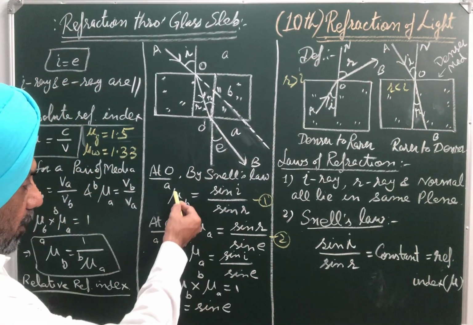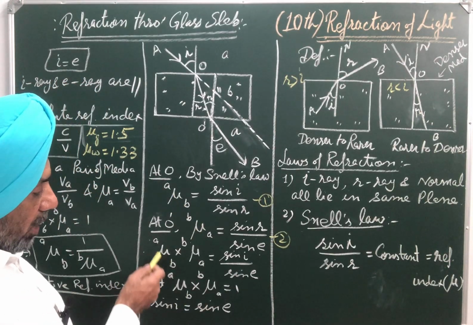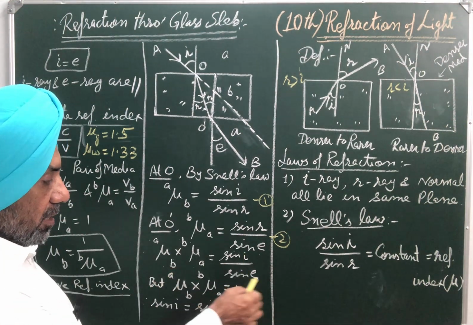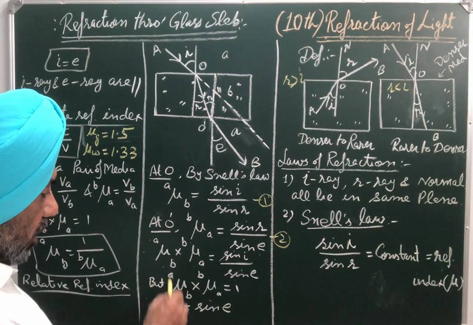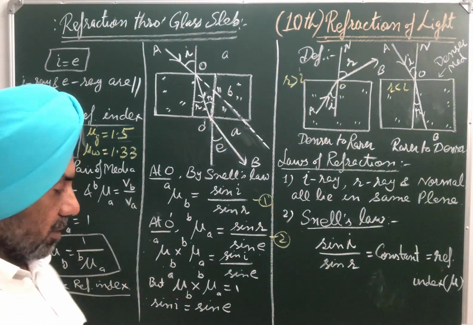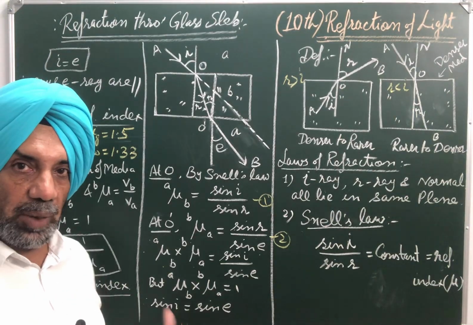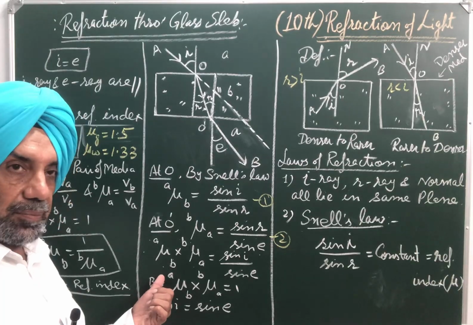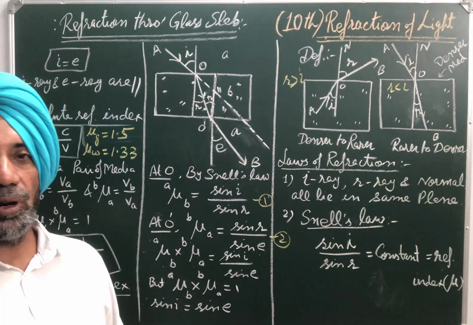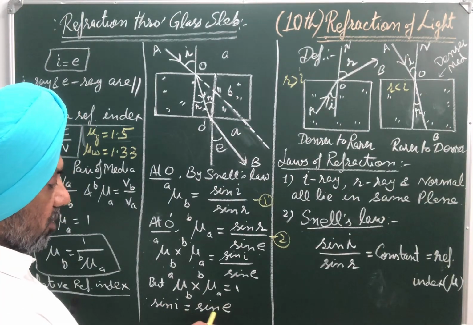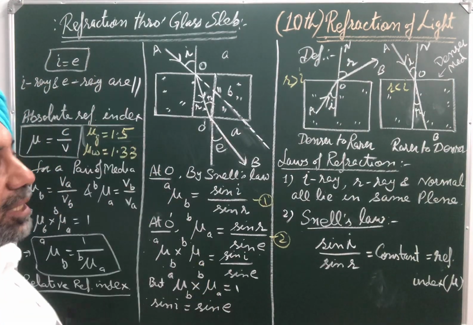So if we multiply 1 and 2, we have mu AB into mu BA is equal to sin I by sin E. But mu AB into mu BA is equal to 1, because the refractive index of medium B with respect to medium A is equal to the reciprocal of the refractive index of medium A with respect to medium B. So 1. So sin I is equal to sin E, or I is equal to E.